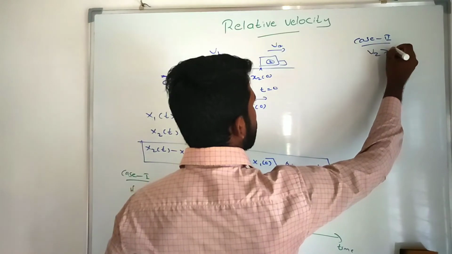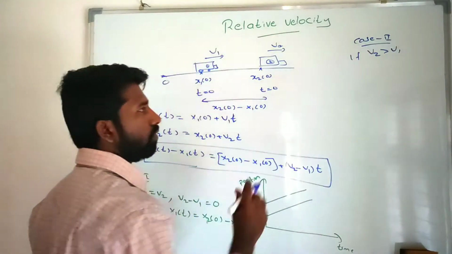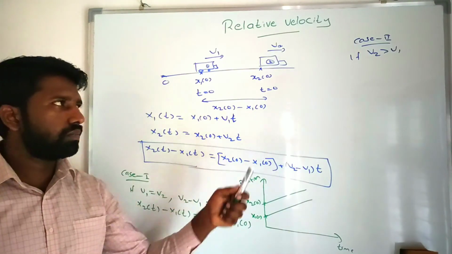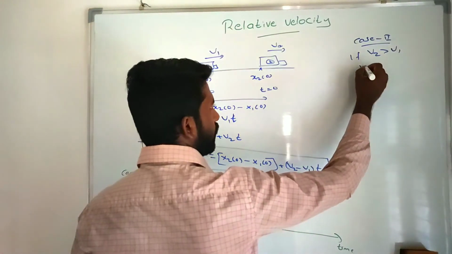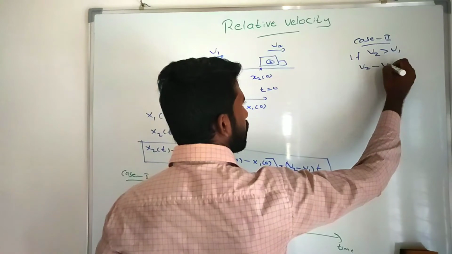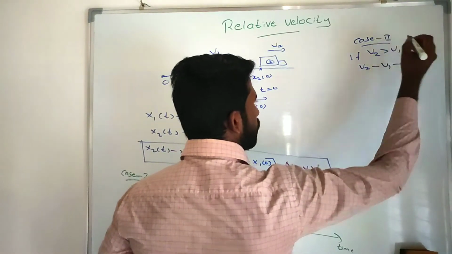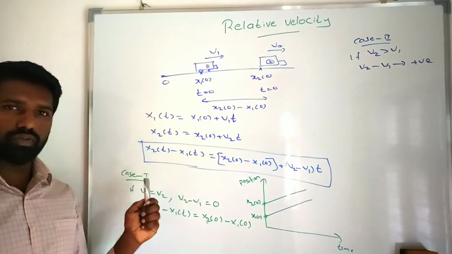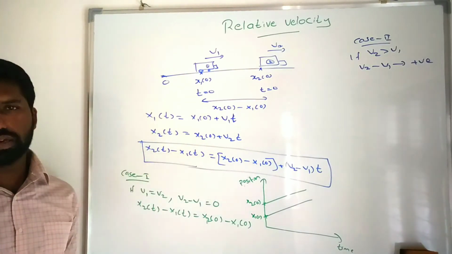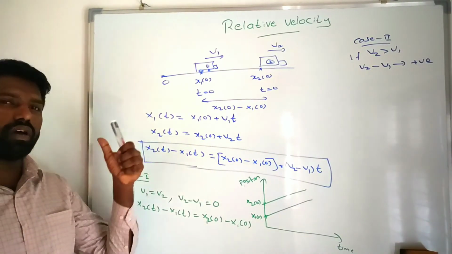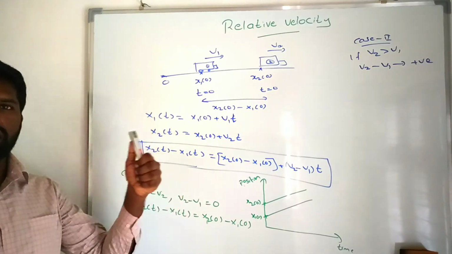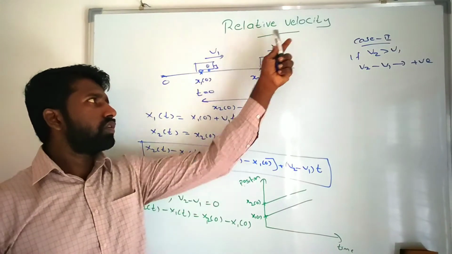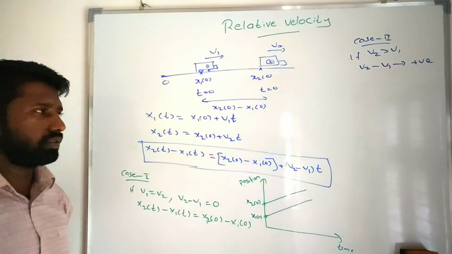v2 is greater than v1. If v2 is greater than v1, what about this term? v2 minus v1 becomes a positive value. If this is a positive value, this value increases. So the distance between the two bodies increases. That means the second body moves away from the first body.